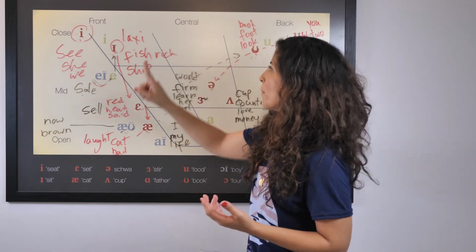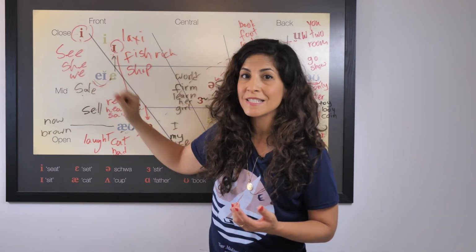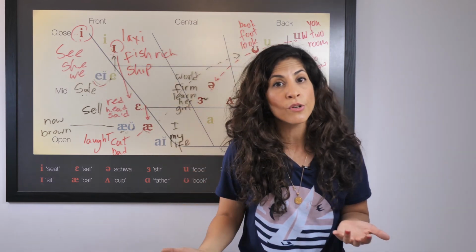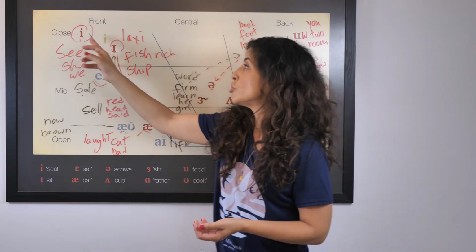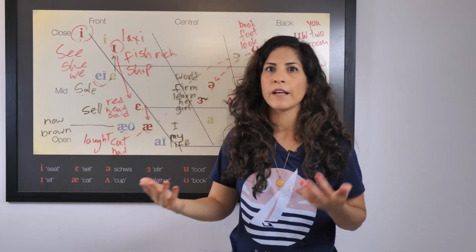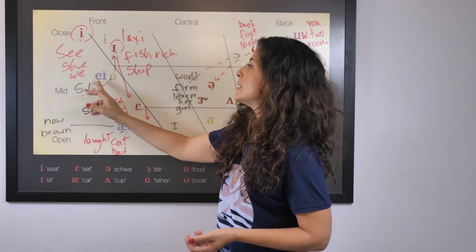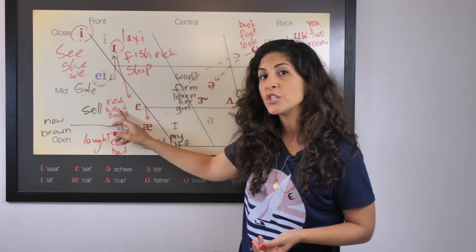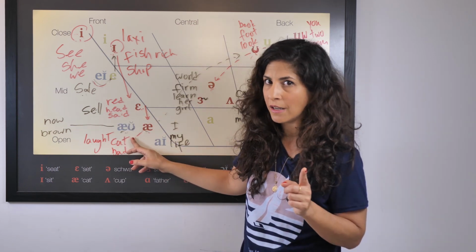Because if you are mispronouncing, or if you don't have this distinction between the tense E and relaxed I, different words are going to sound the same. Sheep and ship are going to sound like sheep and sheep, or sail and sell, right? Or bed and bad.